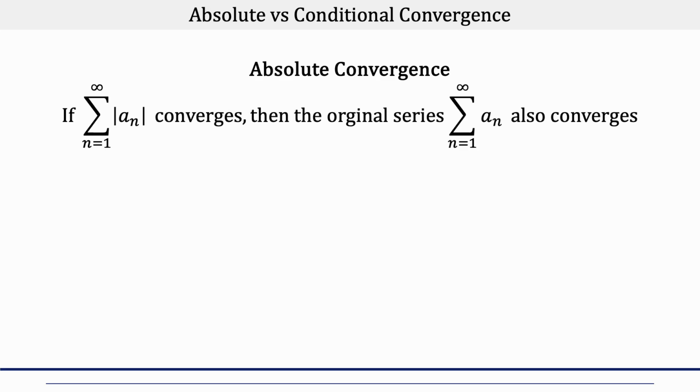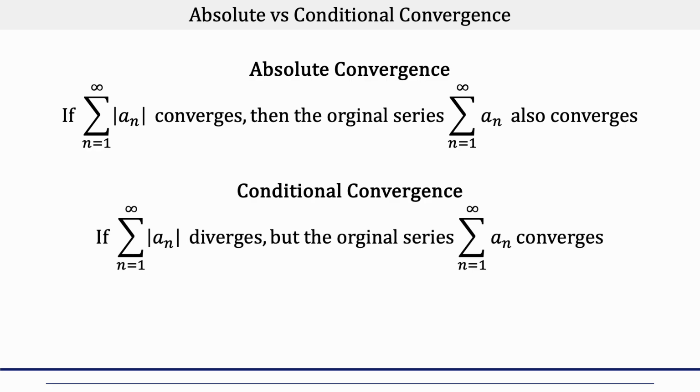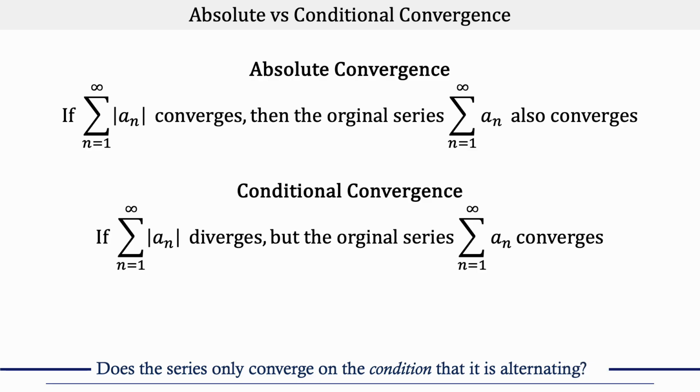Absolute convergence means that the series made of absolute values converges. If this happens, the original series must also converge. Conditional convergence is trickier. The original series does converge, but its series of absolute values does not. This means that the convergence depends on the alternating signs. In short, we're asking, does the series only converge on the condition that it's alternating?